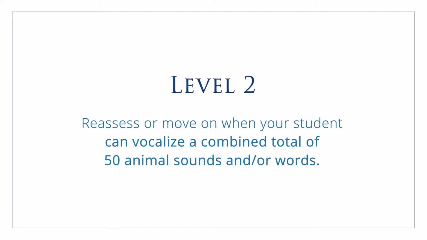Level 2. Reassess or move on when your student can vocalize a combined total of 50 animal sounds and labels. In Level 2, students extend imitation skills to respond to what questions with nonverbal actions, for example, pinching fingers like a crab in response to the question, what does a crab do? They also learn vocal responses, such as roaring like a lion or trumpeting like an elephant.